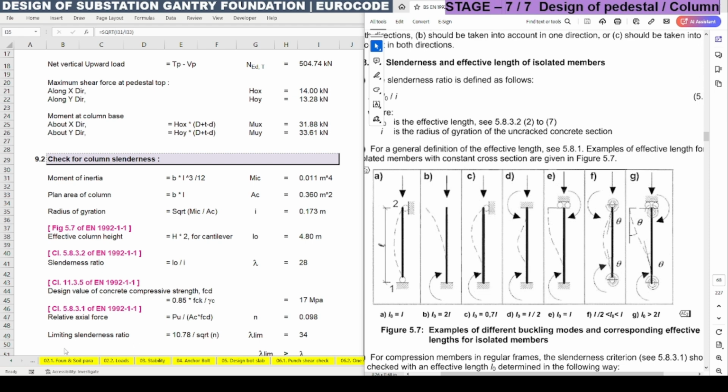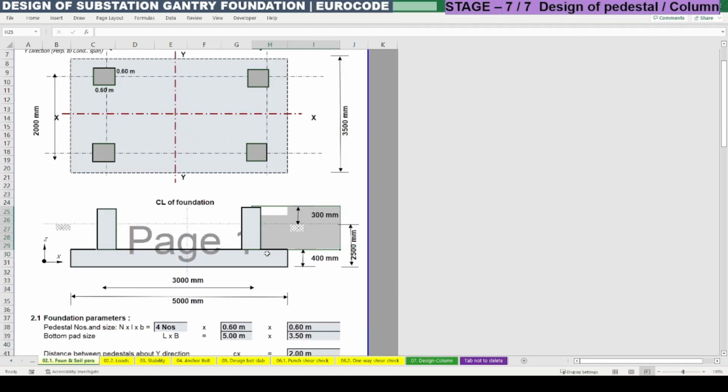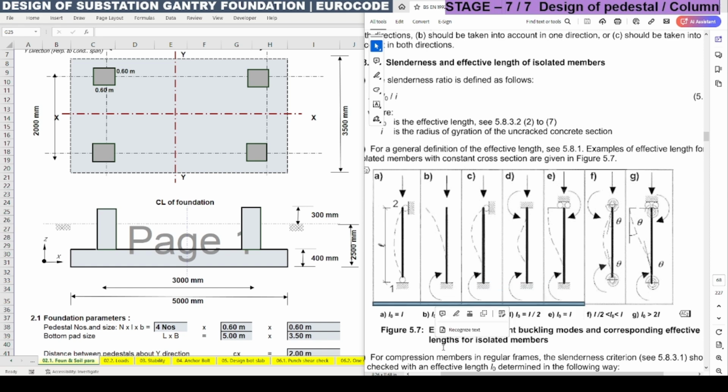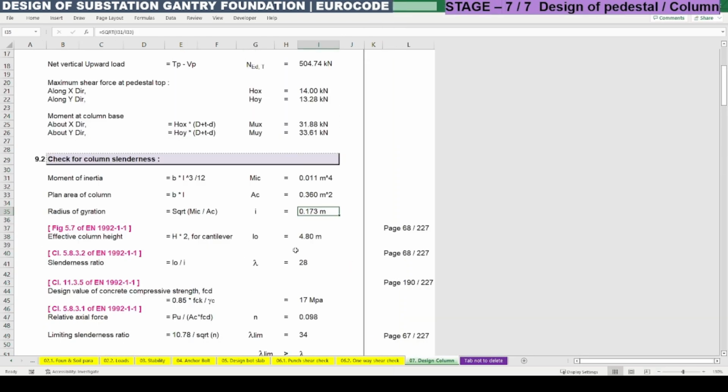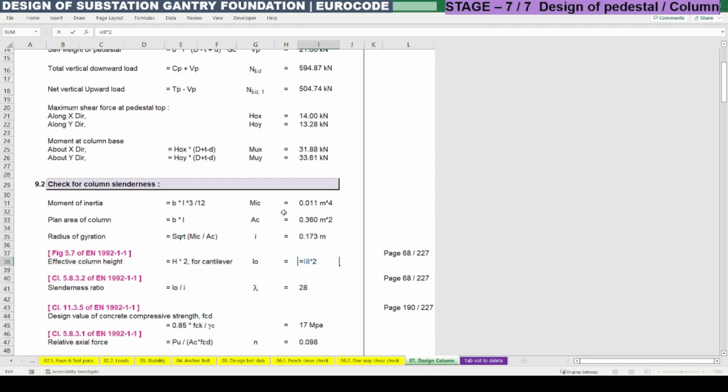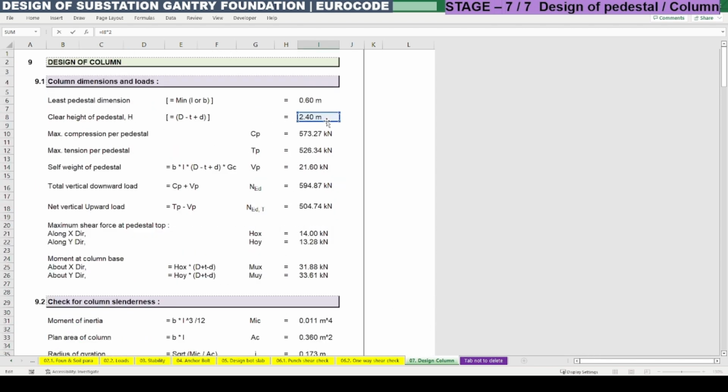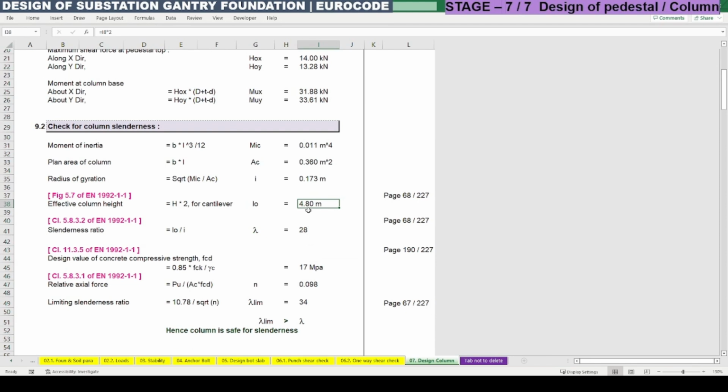As we know, our foundation is like a cantilever, because here you can see on the top it is a free end and the bottom is connected to the bottom pad. It means the fixed end. So in the picture on the right hand side, the second case, B, is matching ours. So we need to consider 2 times the clear length. 2 into 2.4 is the clear distance which we already calculated here. It is 4.8 meter, the effective column height.